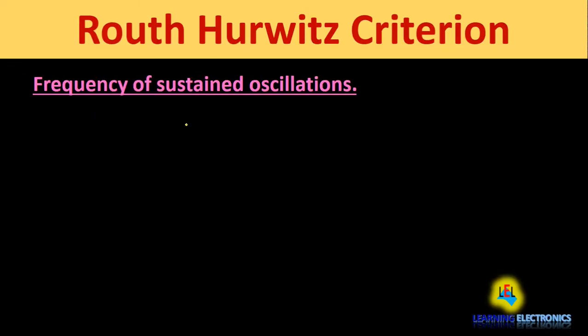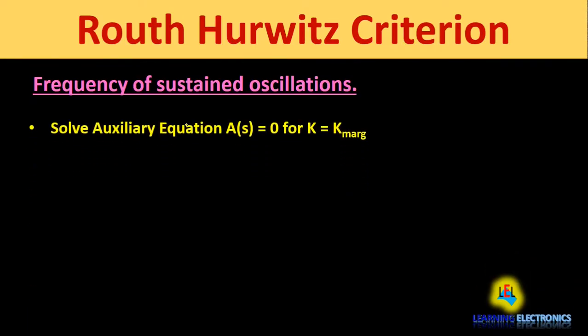Second one is determination of frequency of sustained oscillations. So to determine the frequency of sustained oscillation, first we have to solve the auxiliary equation A(s) is equal to 0. This auxiliary equation we find out from the Routh's array, and auxiliary equation A(s) is equal to 0 is solved for K is equal to K marginal. That means we have to find out the marginal value of K, then we will put this value of K in this auxiliary equation and then we solve this equation.